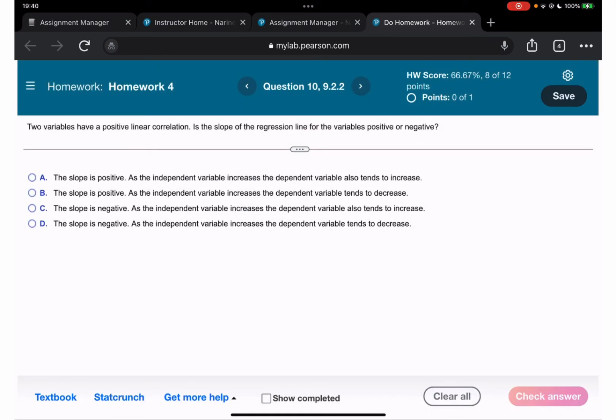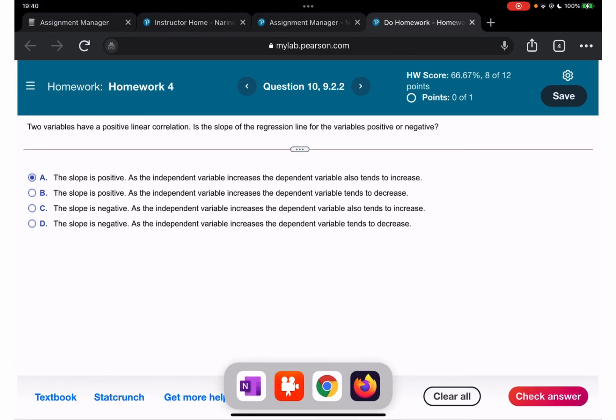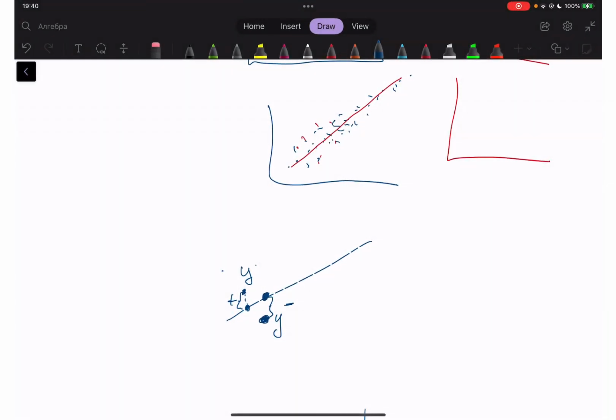Number 10. Two variables have positive linear correlation. Is the slope of the regression line positive or negative? So with positive linear correlation, that slope is always positive, right? The slope is positive. We have two cases. Slope is positive. Which one is it? As the independent variable increases, the dependent variable also increases, correct? Positive. Because, look here. Let's take this one. Positive.